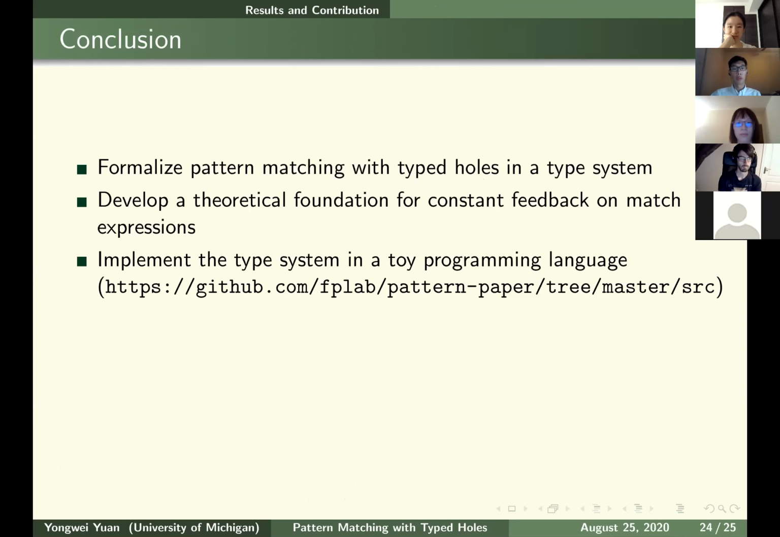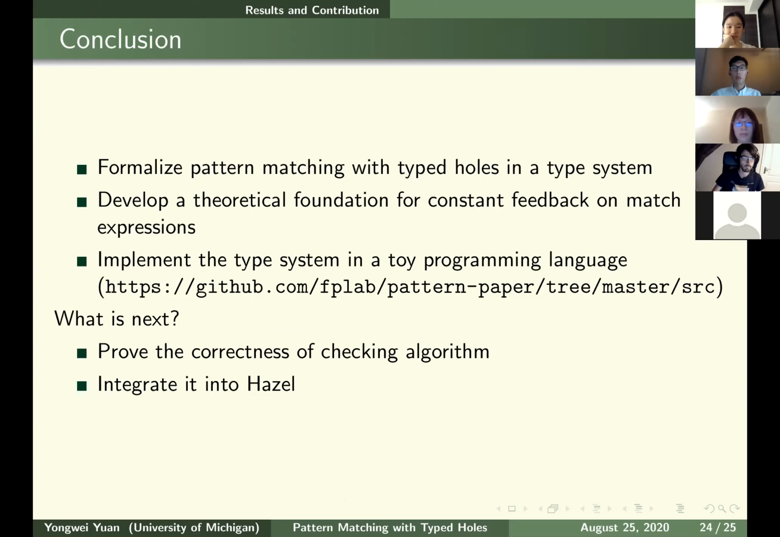In conclusion, we have already formalized a type system and implemented the concept in a toy programming language. Now, we are still working on the correctness of the adapted checking algorithm. Next step, we'll also integrate the work into Hazel. Thanks for listening.